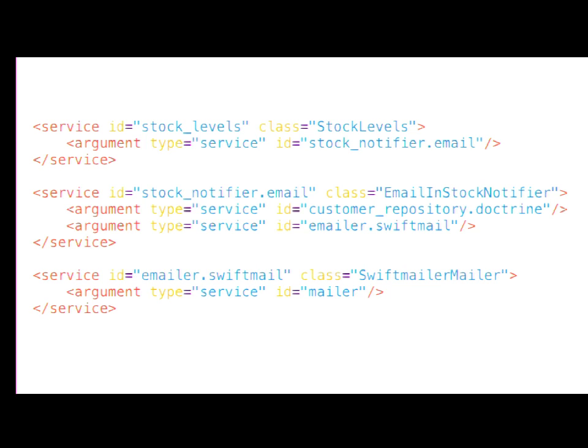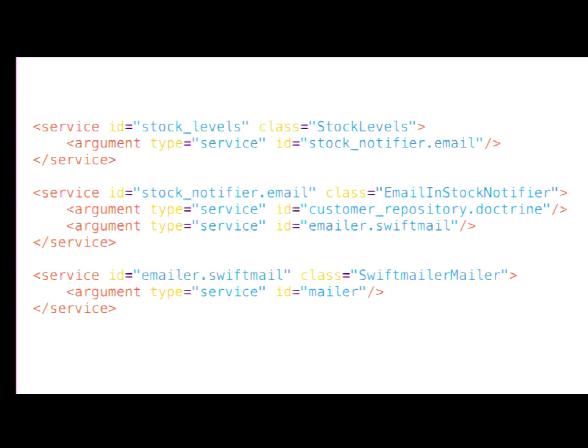What you'd probably find is we can create more services at this level. So we're stitching together our stock levels, our email in stock notifier, which takes the custom repository doctrine, and then email Swift mailer. That takes in this other service, the email Swift mail. So it's all pretty straightforward.